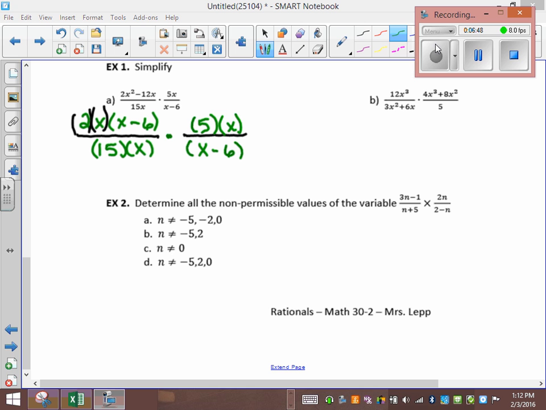All right. So 15 can't be an NPV because it's 15. When x is by itself, x can't equal 0. And then x minus 6 can't equal 0. So x can't equal 6. So x can't equal 0 or 6 is our NPV.